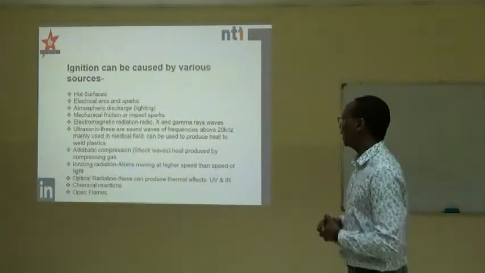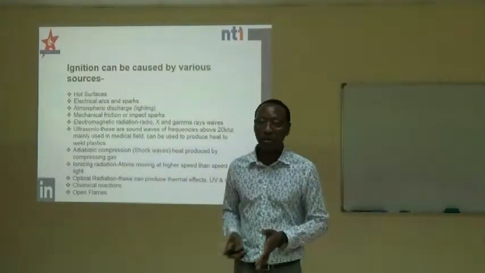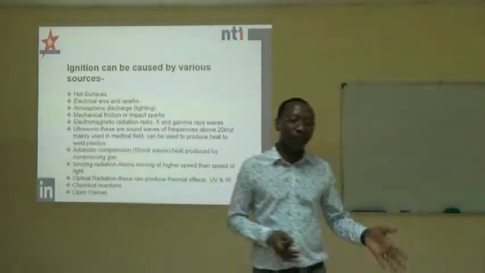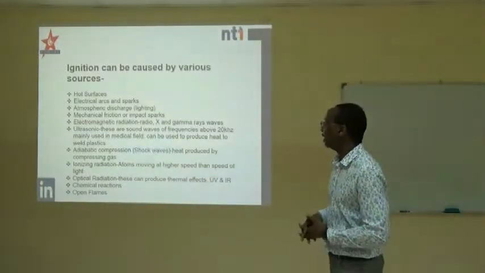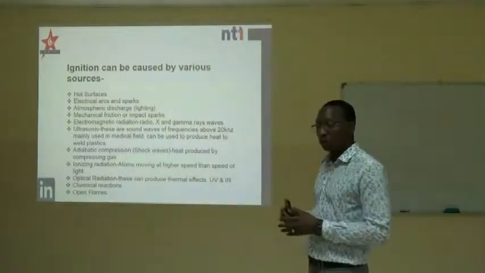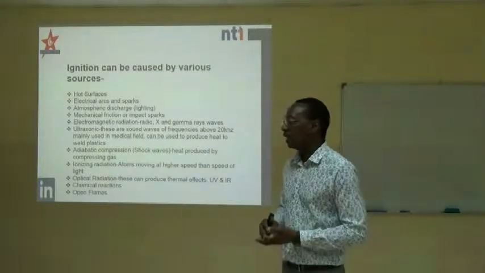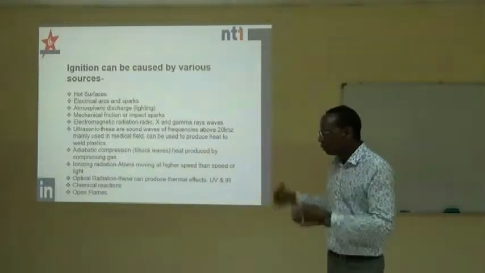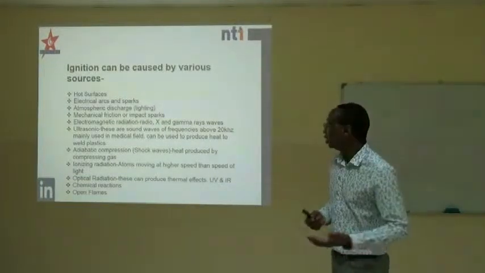Electromagnetic radiation. I think you are aware that when you are working, you are not allowed to take your phones into the plant because they can produce electromagnetic radiation that can be ignition sources. So really we have to adhere to the rules of our organizations that we should always leave our phones behind before we get into the plant.